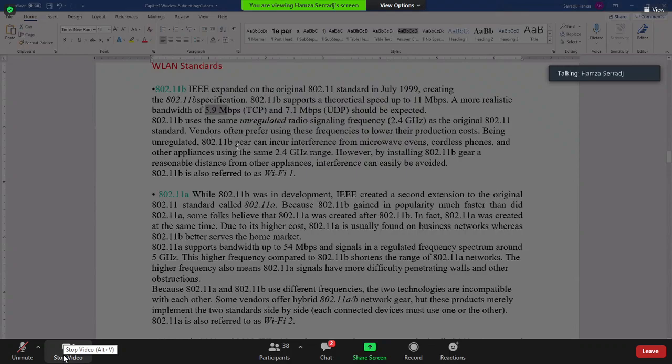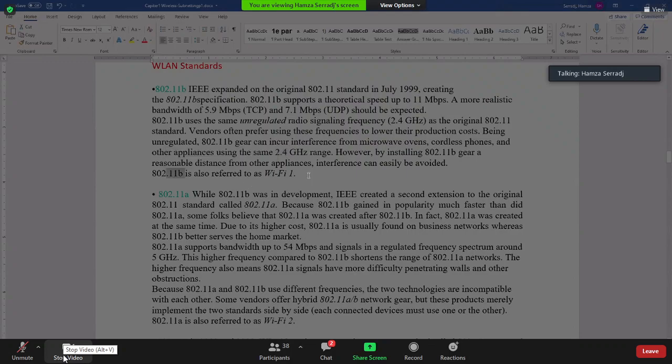Wow, we have here interesting things. B gear can incur interference from microwave ovens, cordless phones, and other appliances using the same 2.4 range. However, by installing the B gear a reasonable distance from those appliances, interference can easily be avoided. So if you have a microwave or any other wave things working in the same range, you're going to have interference with it. If it's in another range, you're safe.